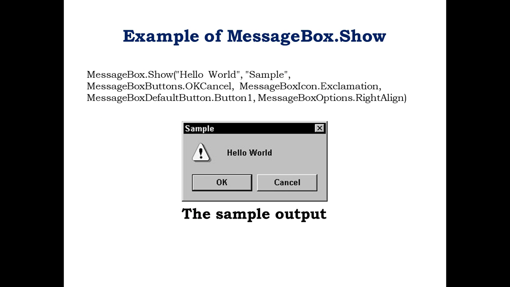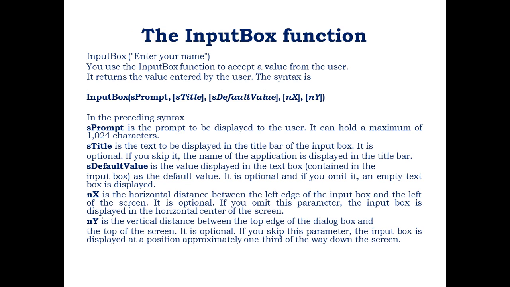The example of MessageBox.Show: Hello World sample, then MessageBoxButtons is OKCancel, MessageBoxIcon is Exclamation, MessageBoxDefaultButton is Button1, and MessageBoxOptions is RightAlign. So this is a sample output of a message box.